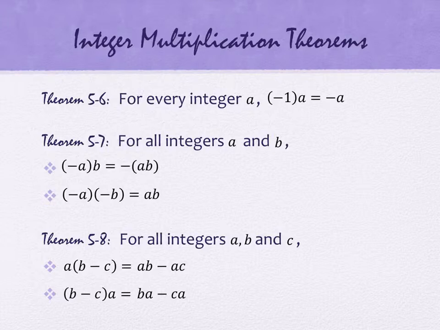All right, so Theorem 5.8 talks about distribution, but it talks about distribution with subtraction, okay? I don't know why they decided to separate it like this. Back when we did whole numbers, they put it together with the distribution property. I don't know why they did it here like this, but they did. So we've got the same distribution property we saw earlier. It's just with subtraction instead of with addition.